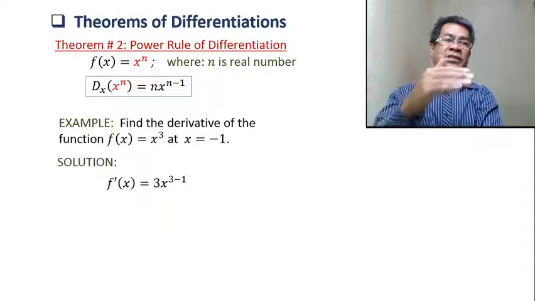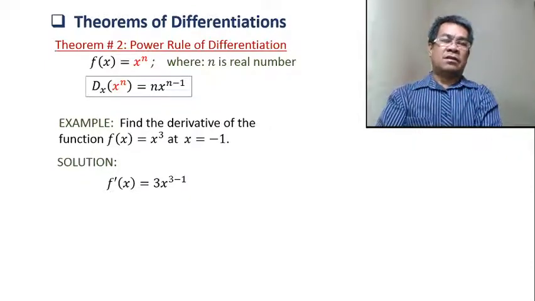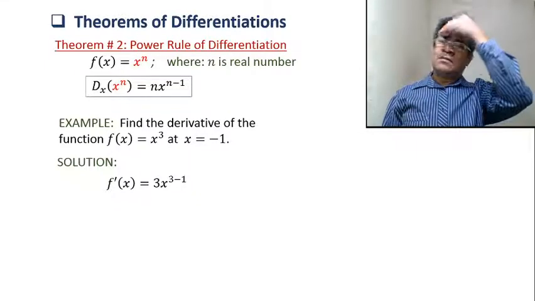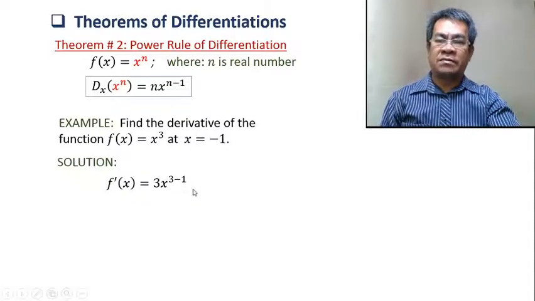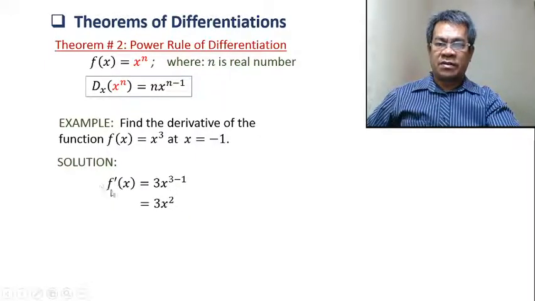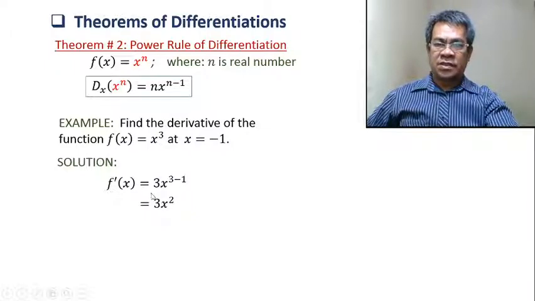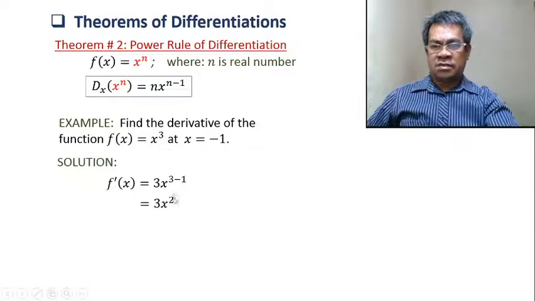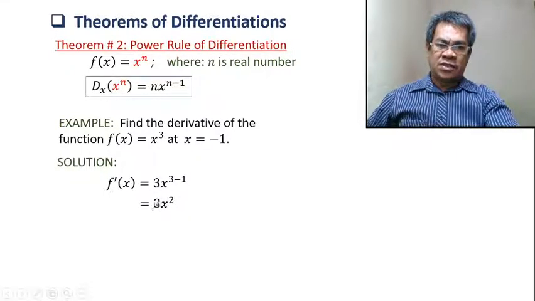So you are decreasing the degree of the function. From third degree, this will become second degree. So the second degree function is the derivative of x cubed. So this is the first order derivative of x cubed. Okay, that's it. So this is now the derivative of the function x cubed with respect to x, which is 3x squared.